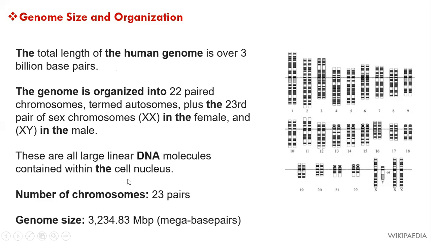You see that here. And these DNA molecules are usually compacted into chromosomes, but these are all large linear DNA molecules contained within the portion of the cell called the nucleus. So that is the summary of 3 billion base pairs, or 3,234 megabase pairs, that you can use to define the length of the human genome.